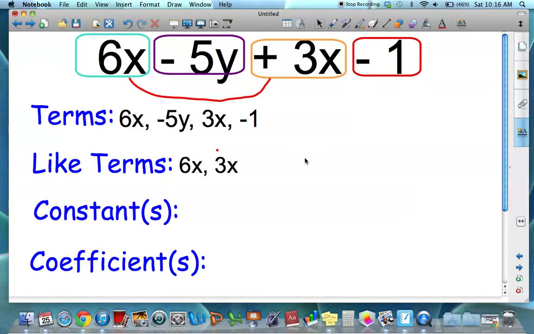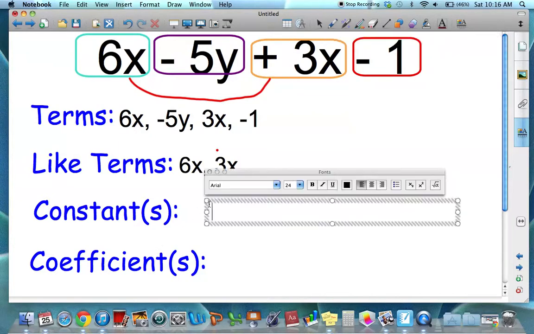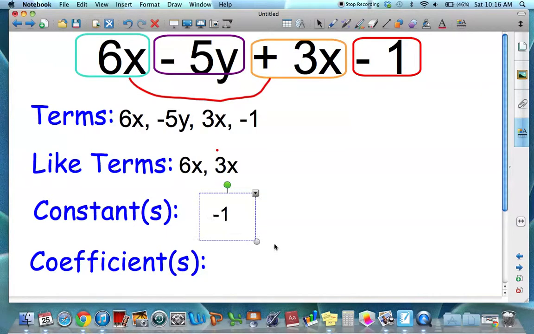When I'm trying to figure out if there's a constant, I'm looking at my individual terms and seeing if there are any that don't have a variable. Which at the end, we've got negative 1. Now, if on the final you put positive 1, that would be wrong. This constant is a negative 1, so be careful of your signs.